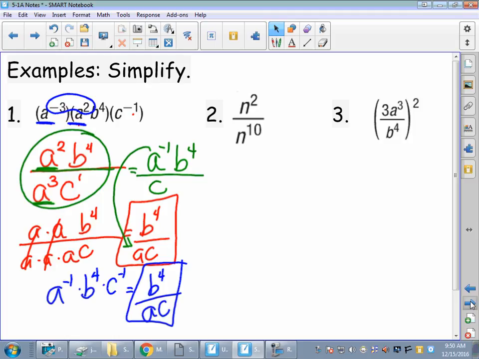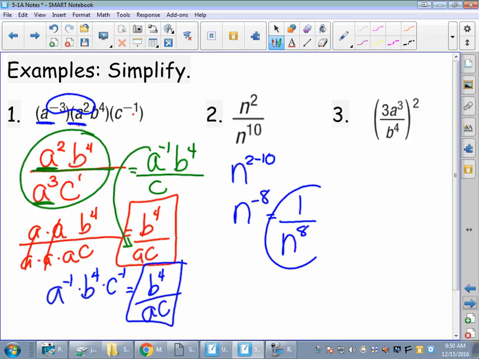For number 2, I have division. I have division of a common base. So I'm going to subtract. So I'll get n to the 2 minus 10 power. That's n to the negative 8 power, which I can't leave as a negative. So to simplify that, I flip it and it becomes positive.